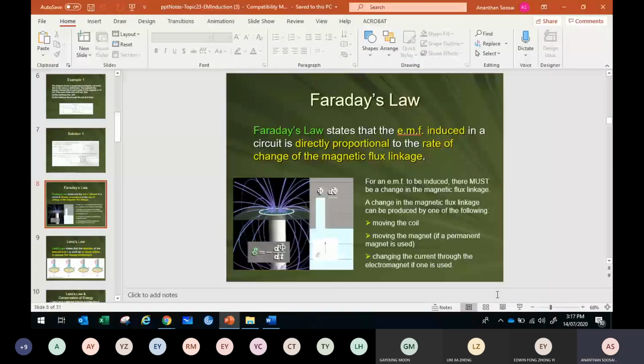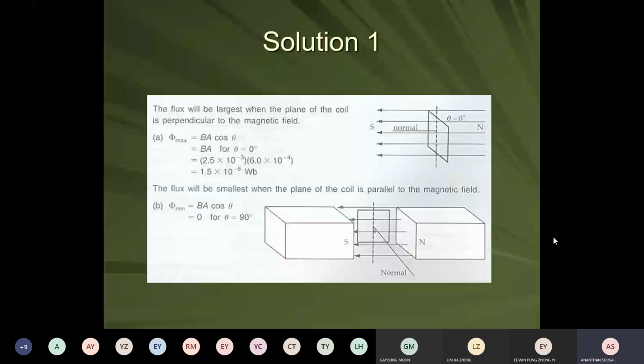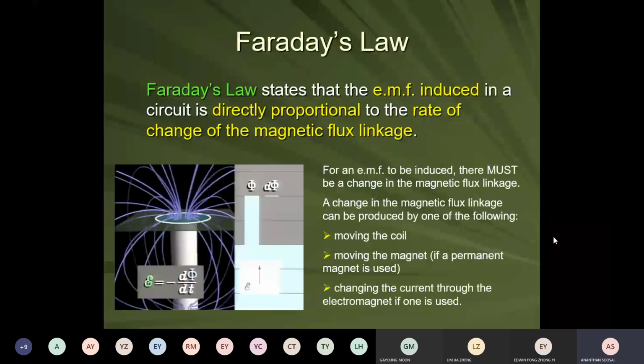Okay, any questions so far about flux? Okay, so let me introduce the law. The law which governs the generator is Faraday's law. Faraday, I think you learn in chemistry, but in physics too, he is the founder of the law which makes how to have a strong generator.